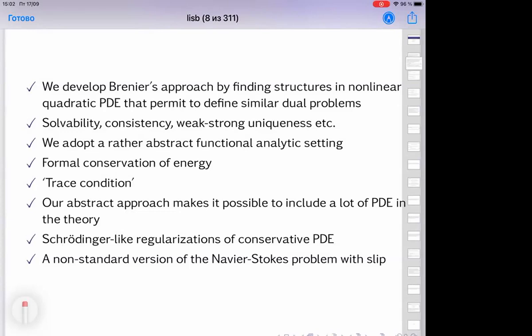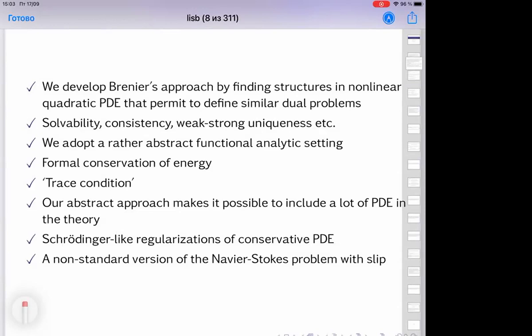So we adopt a rather general setting, but here I will basically speak about the case when you have some conservation of energy. It's not necessary for the theory, because there are interesting examples when there is no conservation, but when you have conservation, you can prove more results. And there is also some trace condition which will show up, which really helps to get results.